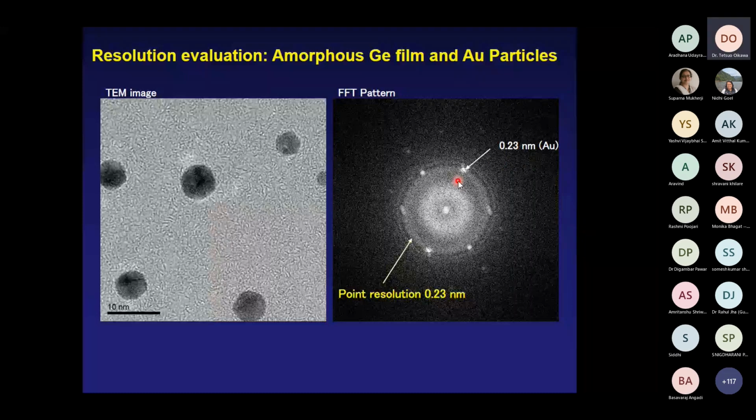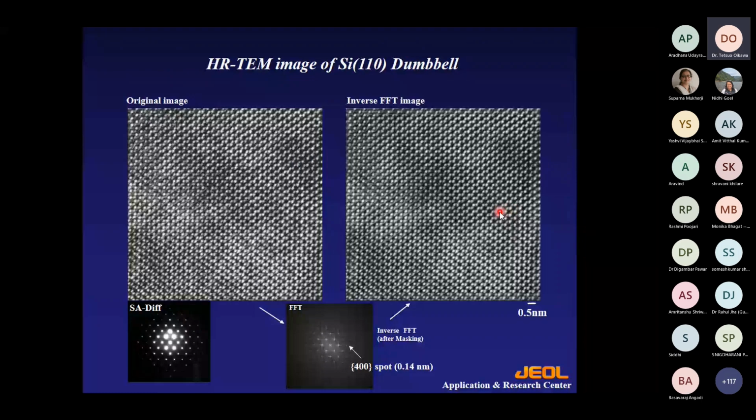And the first dark ring corresponds to the point resolution. In this microscope, a point resolution of 0.23 nanometer can be obtained. The ring diameter and the spot diameter of the gold particle are at the same distance, meaning the same spacing can be obtained. And this is an example high resolution image of a silicon 110 orientation crystal.